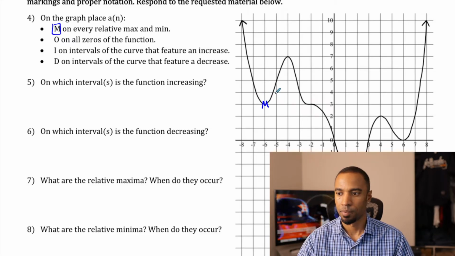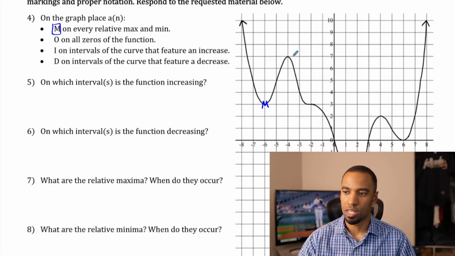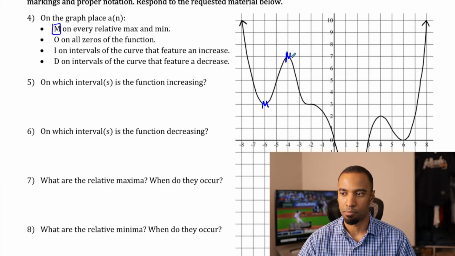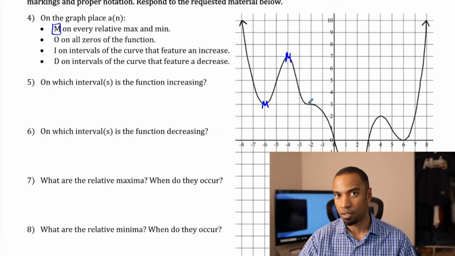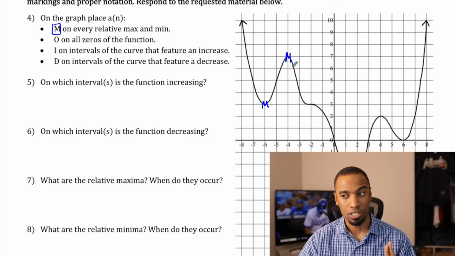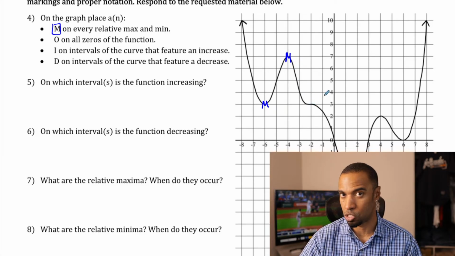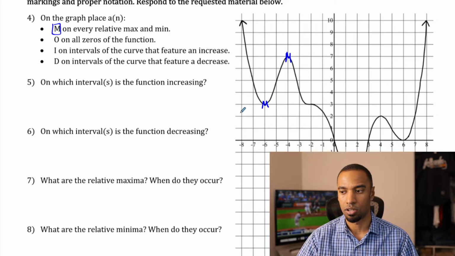So I'm putting an M there. Now we're going from increasing to decreasing. That's again another relative extreme, a relative max there. This goes from decreasing, it stops, it flattens out, and it goes to decreasing again. That's neither a max nor a min, but it is not decreasing the entire time. I want to make sure that you know that.